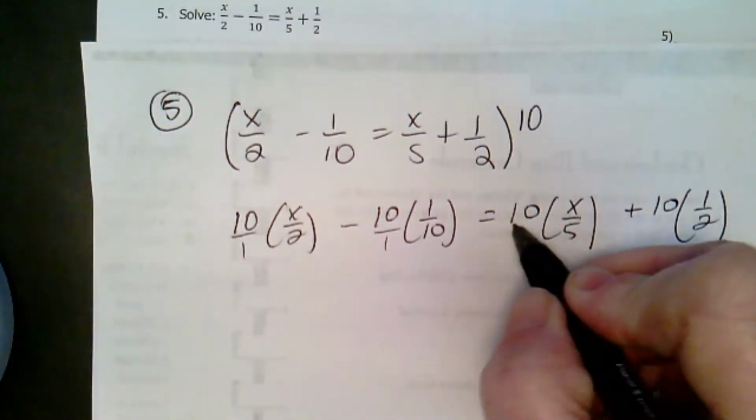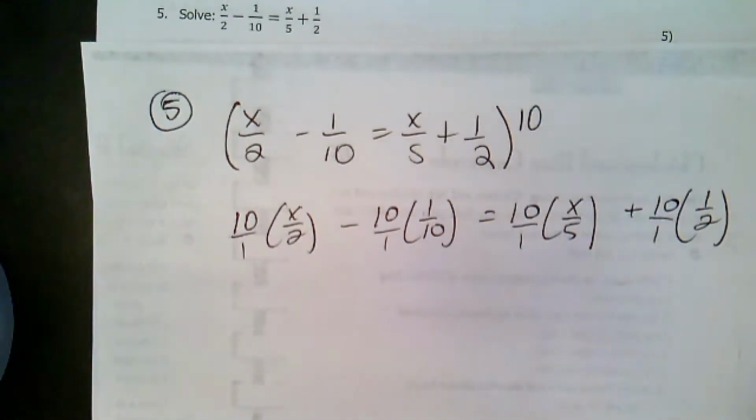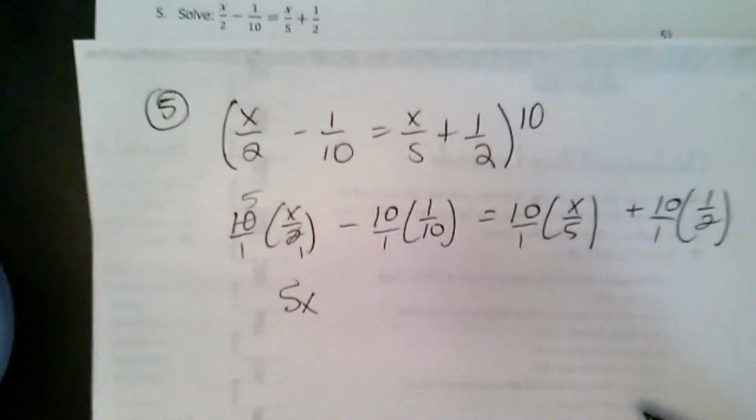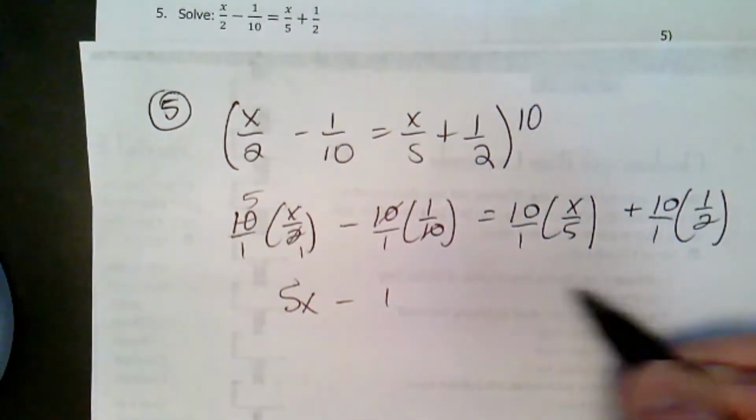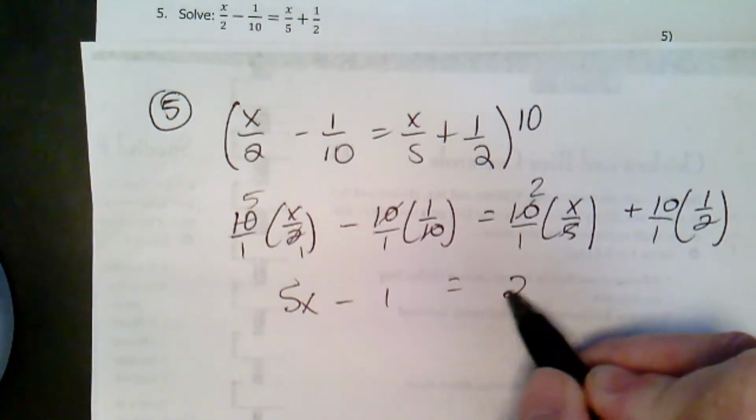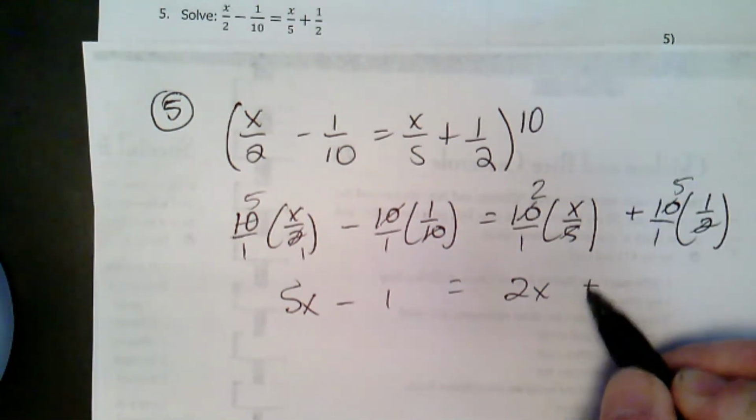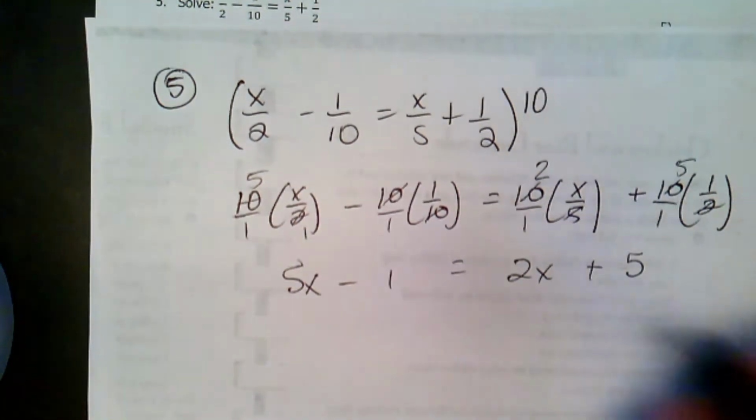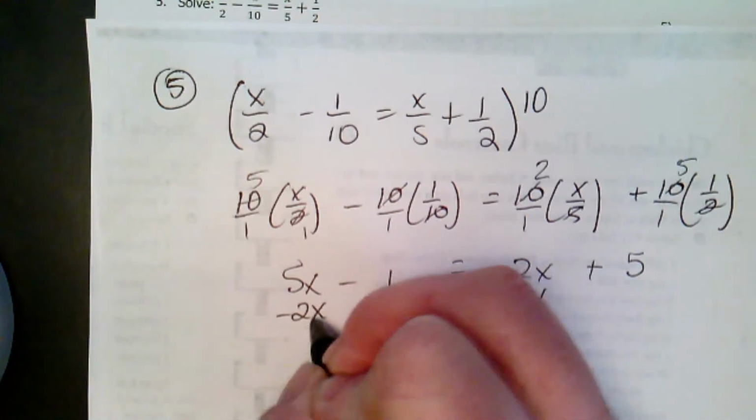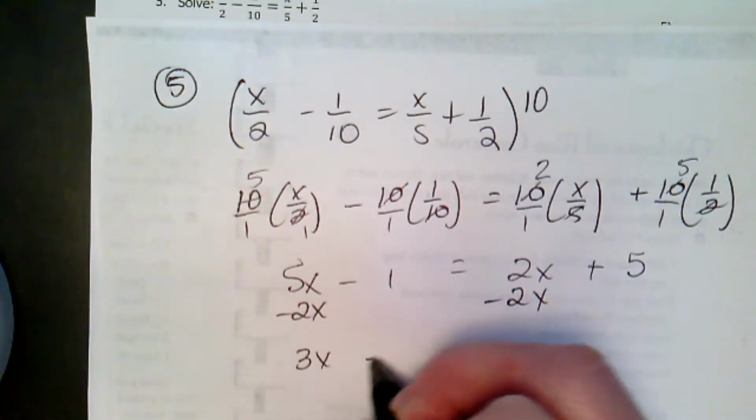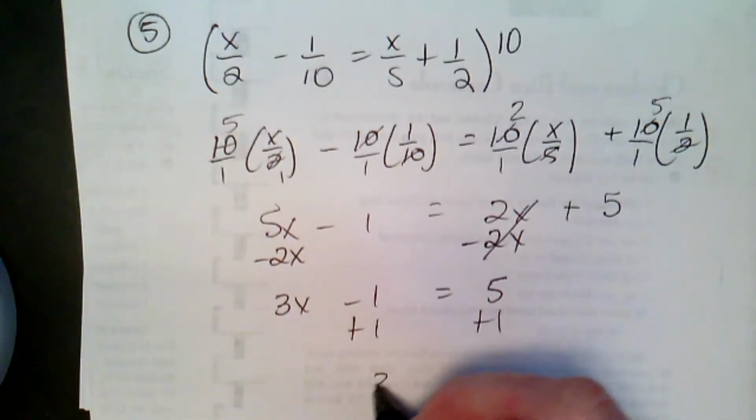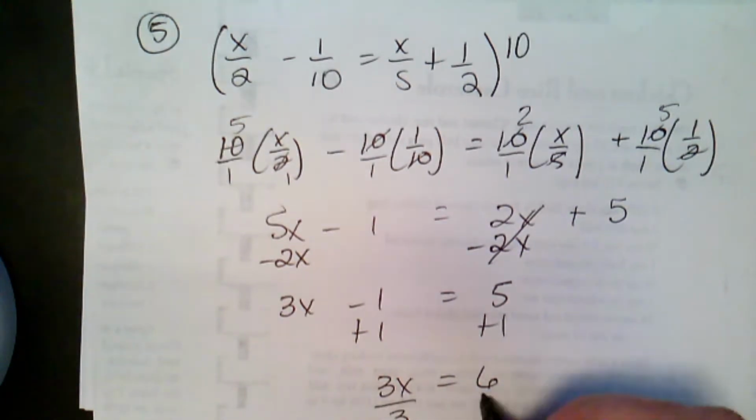You can kind of envision that this is all over 1. So 10x over 2 is 5x. So you're kind of doing this thing, cross canceling. Minus 1 equals 2x plus 5. And then we're back to that equation that you're used to seeing, where we have x's on both sides. I'm left with 3x minus 1 and 5 on this side. So we get x equals 2.